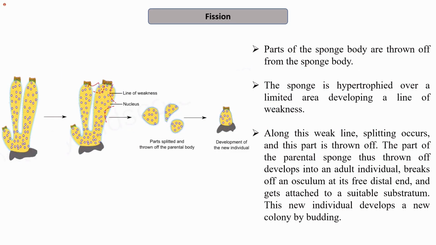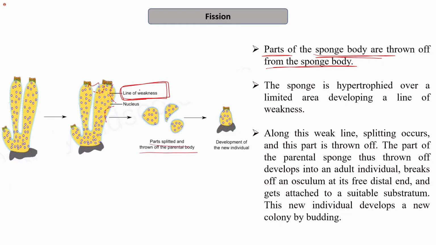So we learned that one of the asexual methods of reproduction is budding. The next is fission. In fission, basically, parts of the sponge body are thrown off from the sponge body, right? Some parts of the body, like you can see in this figure also, a line of weakness is created. This line of weakness leads to the splitting of some parts of the parental body, which are thrown out.